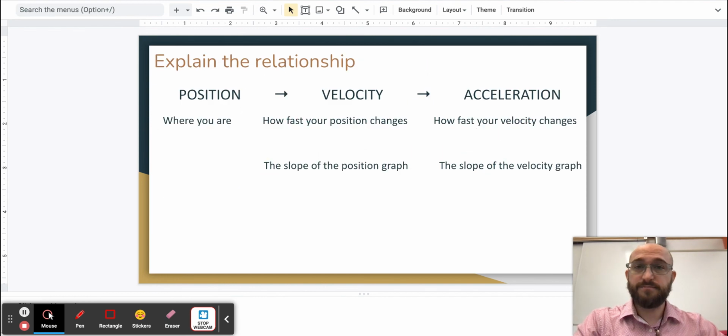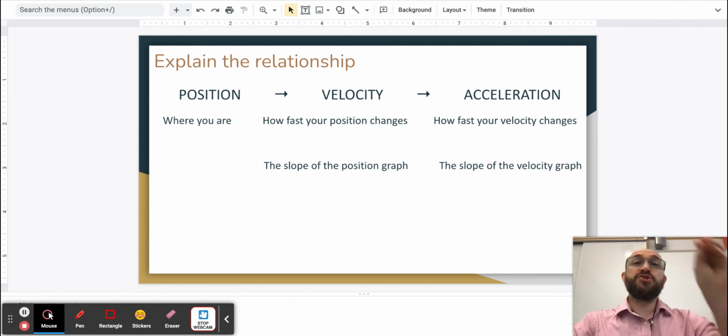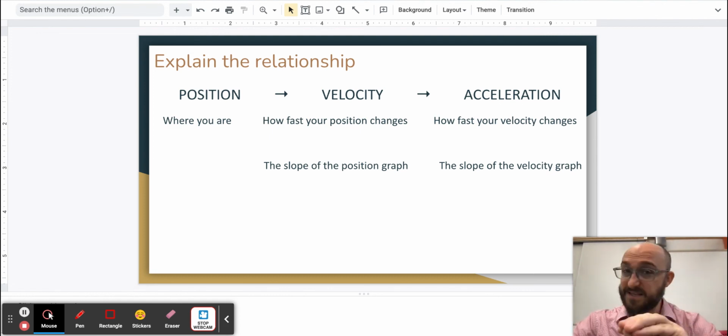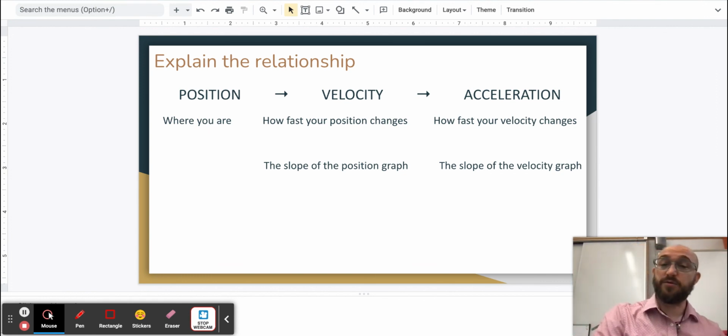Next, learning intention. Can you explain the relationship between position, velocity, and acceleration? Position is where you are. Velocity is how position changes. Acceleration is how velocity changes. So acceleration is the change of velocity. Velocity is the change of position. And I can find them by using slope. The slope of position is velocity. The slope of velocity is acceleration.